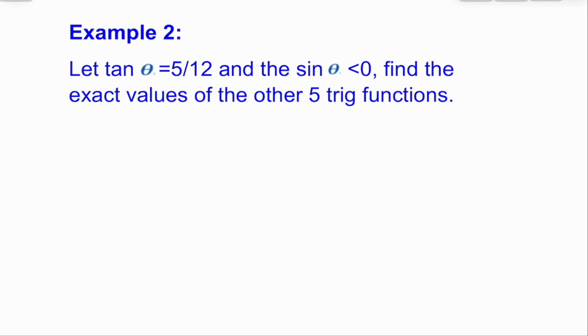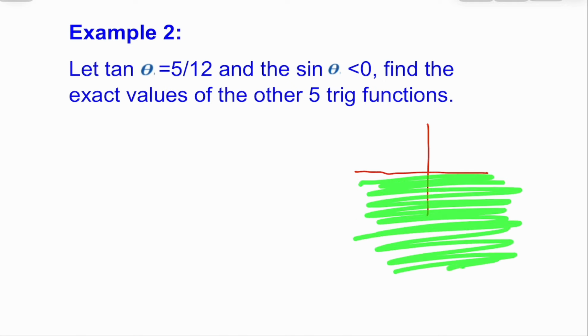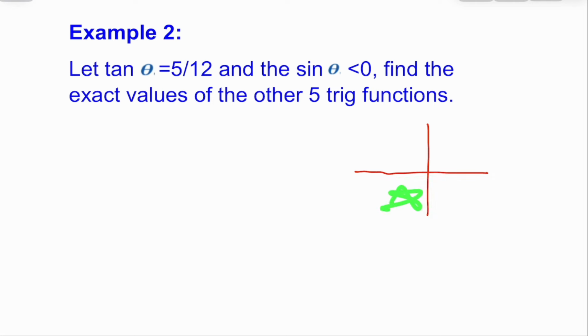It says, let the tangent be equal to 5 over 12, and the sign is negative. Now let's do a little bit of contemplating here. For the sign to be negative, the sign is y over r. The y's get negative down here. So we are either in quadrant 3 or quadrant 4. That just says, hey, we're either in quadrant 3 or quadrant 4.